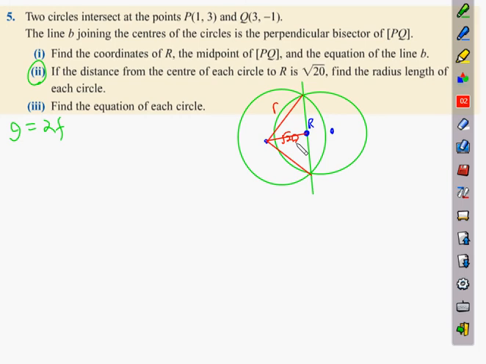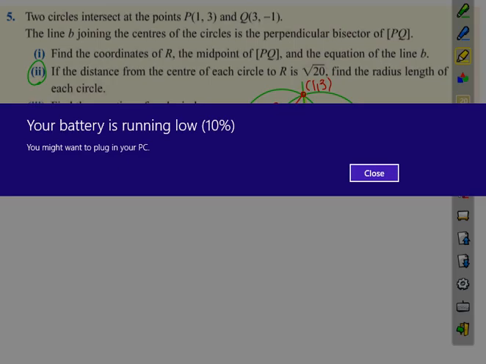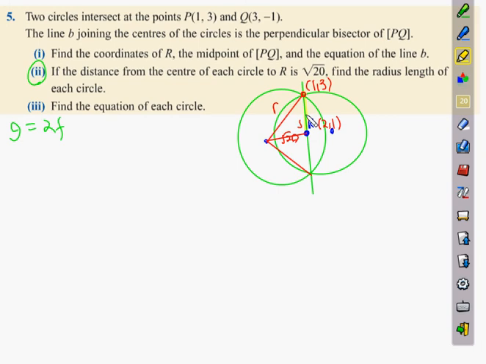Now what I can do is get the distance of P, which is 1, 3, and what did we say the midpoint was again? 2, 1. Is it 2, 1? Yeah, 2, 1. Okay. I can then find out this length that I'm now shading in yellow. And once I find out the length of the yellow, I can do Pythagoras' theorem, and once I do Pythagoras' theorem, I can then find out what is the radius length. Okay?